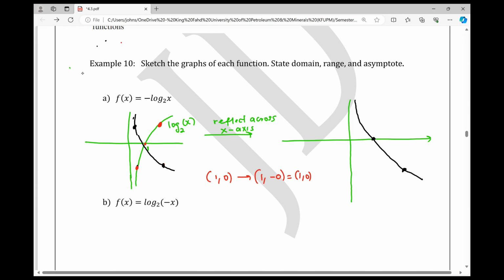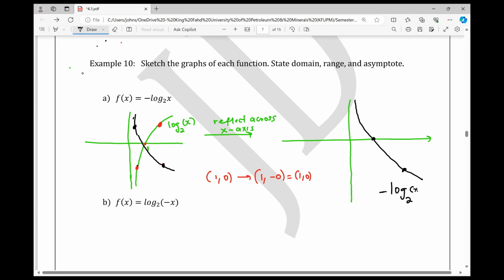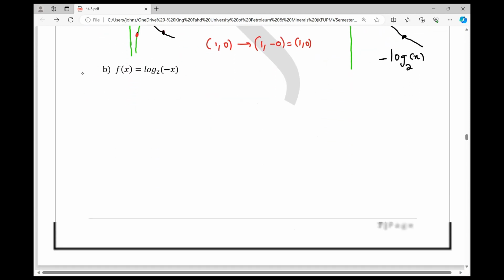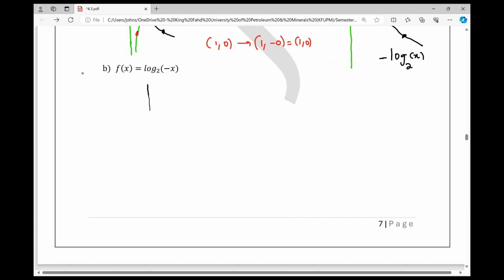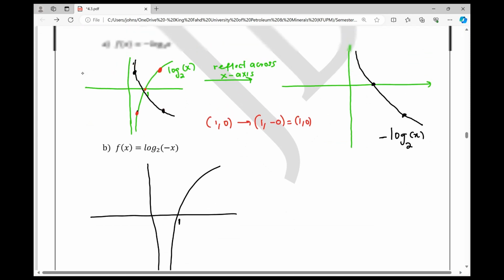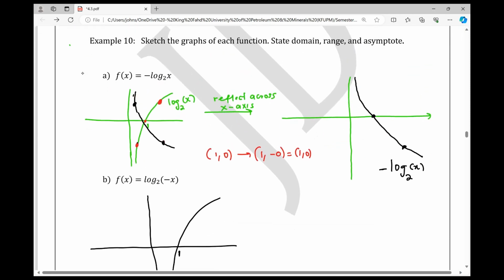So this is the reflection across the x-axis. This is log to base 2, but with a minus outside, right? Then this one, now this is reflection across the y-axis. So you start with the original one, which is cutting at 1. If you reflect across the axis, okay, let's finish this one. Here you are asked to state the domain, the range, and the asymptote.